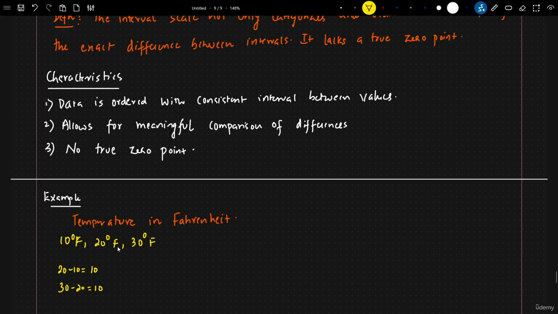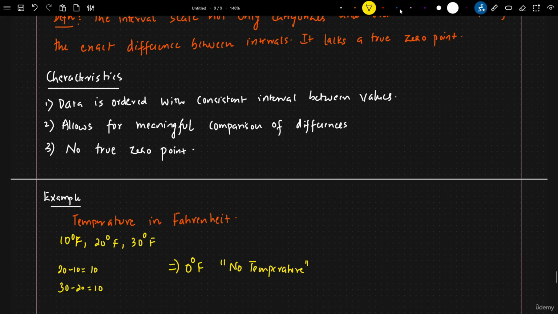And right now the differences between all these temperatures, 20 minus 10 is 10, 30 minus 20 is 10, so the differences are also the same. Here, when I say no true 0 point, it basically means what? If I have 0 degree Fahrenheit, this would basically mean no temperature at all, and this is not possible, right? Do you think 0 degree Fahrenheit means no temperature itself? So this kind of value will not occur over here.